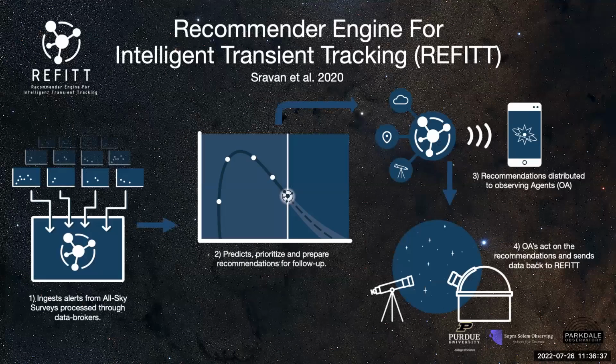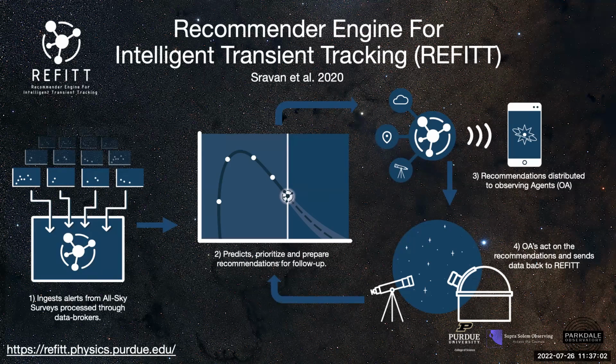Dan gave a brilliant introduction for the ecosystem, and what I will mostly be talking about is the second step, where Refit is trying to predict, prioritize, and recommend transients to observing agents. I really like the third step. I know Dan did not go through this, but in this step recommendations are distributed to observing agents, curated to them based on what telescopic facilities they have. It's like a Netflix recommendation system, where you get recommendations based on your choices and interests. He mentioned that point, but I really wanted to emphasize it.